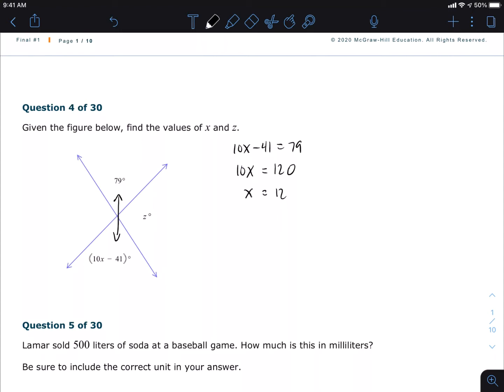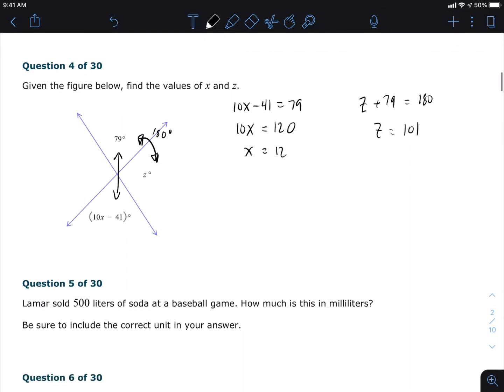Okay, so the other thing that we know is that these two angles add up to 180, right? So I'm going to go z plus 79 is equal to 180. So z is going to be equal to 101. Okay, so that's the important piece. Those angles that form a straight line, that's going to be 180. And then vertical angles are always equal to each other. Okay? That's very, very important. All right, next problem.